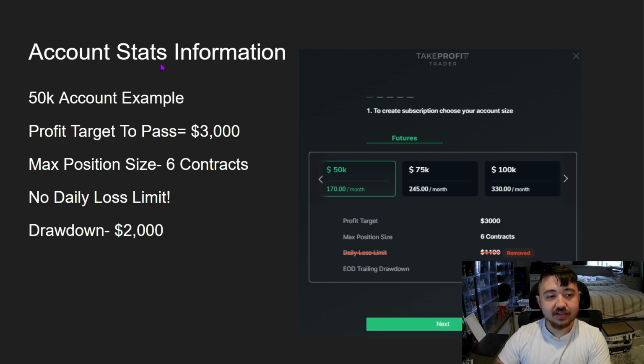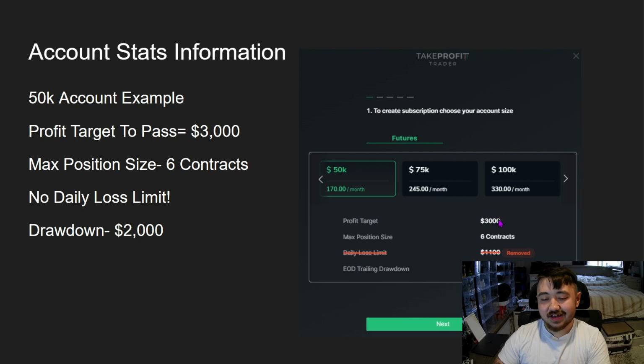So this is the account stats information. This is a 50K account example because the 50K account is very popular. A lot of people use that account size, so we're just going to use that as an example. The profit target to pass the challenge for a 50K account is $3,000, right here on the website.